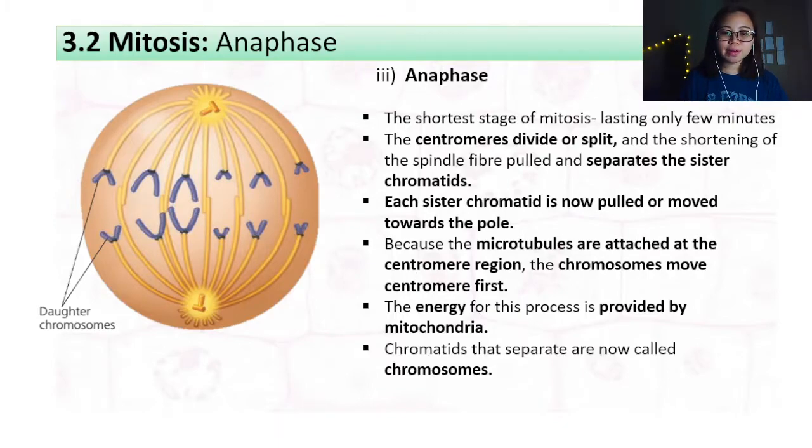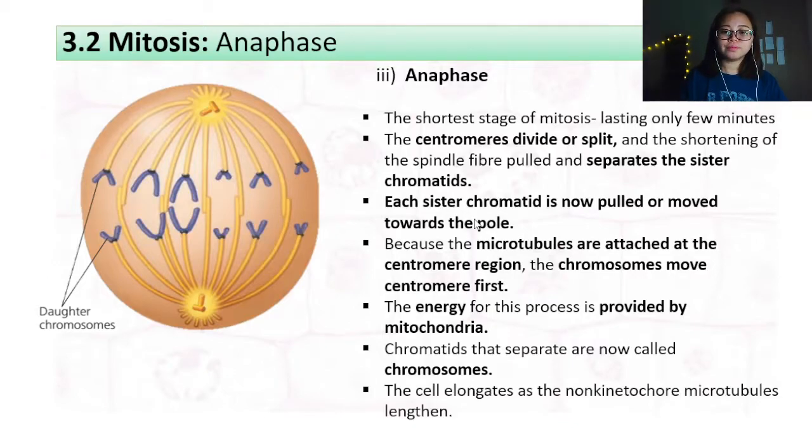Chromatids that separate are now called chromosomes. Sekarang dia sudah terpisah. Setiap belah ini digelar sebagai satu kromosom. Asal dia sudah terpisah, dia digelar sebagai kromosom sudah. The cell will elongate as the non-kinetochore microtubules lengthen.